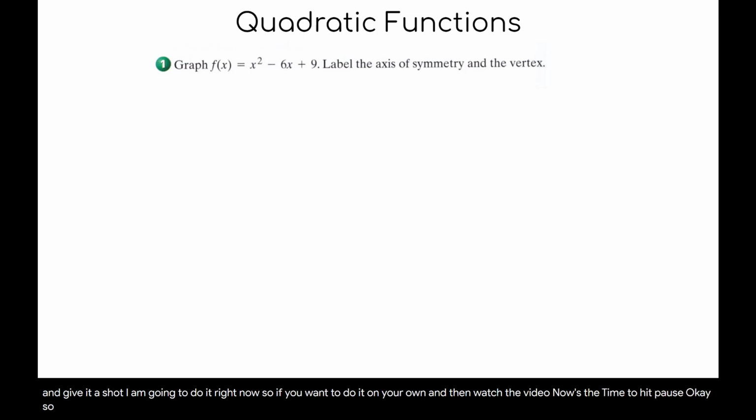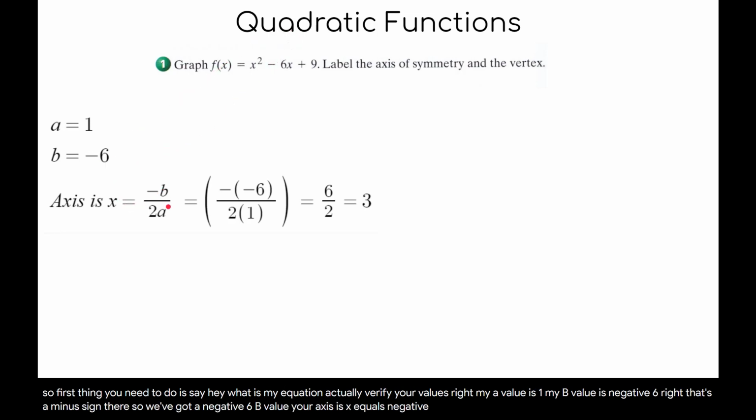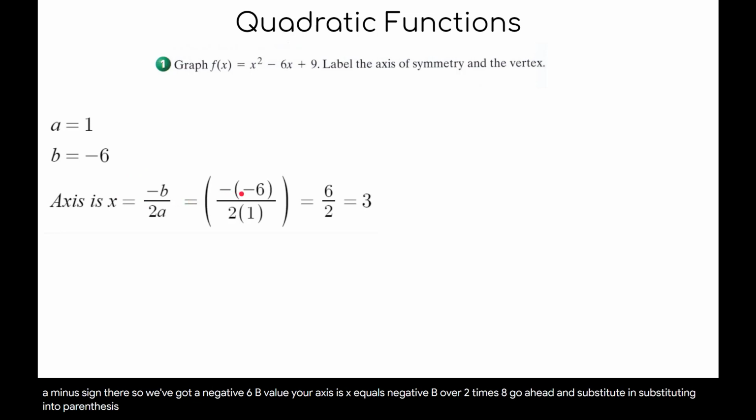Okay, so first thing you need to do is say, hey, what is my equation? Oh, actually, verify your values, right? My a value is 1. My b value is negative 6, right? That's a minus sign there, so we've got a negative 6 b value. Your axis is x equals negative b over 2 times a. Go ahead and substitute in. Substituting into parentheses, folks. Please do not forget to do that. Your sign will be wrong if you forget, most likely. So negative times negative is a positive. 6 divided by 2 is going to give you 3.